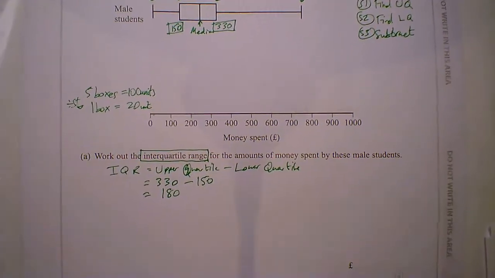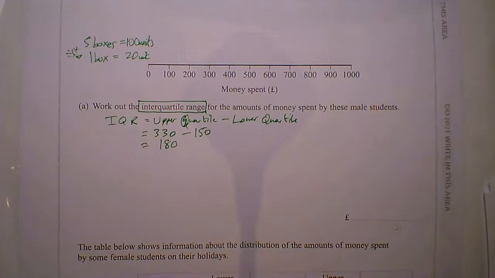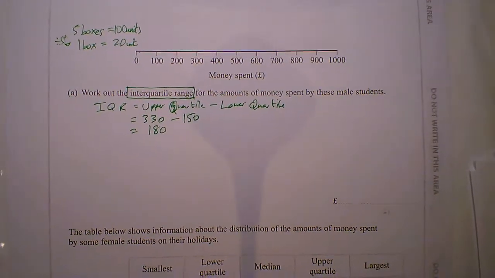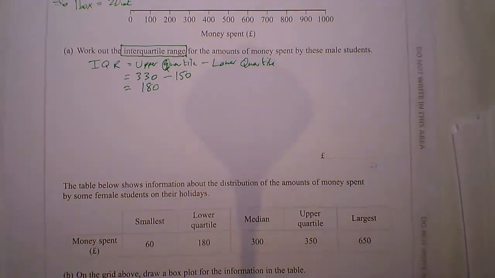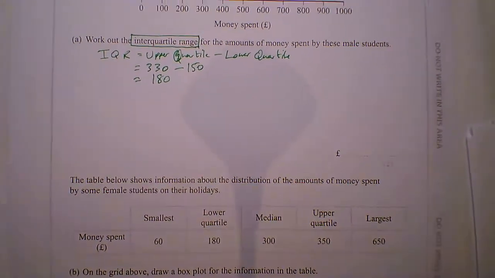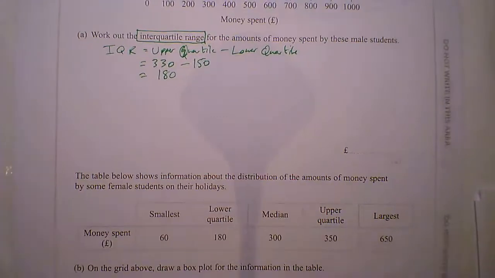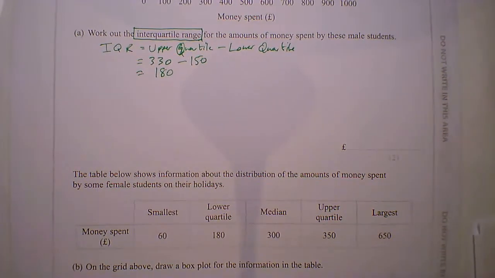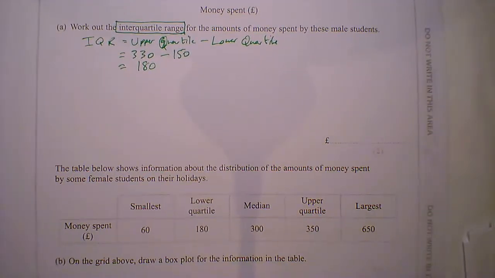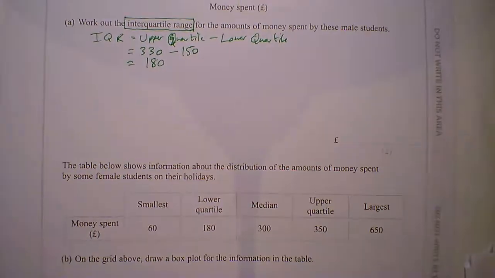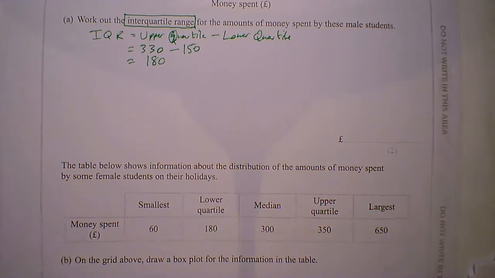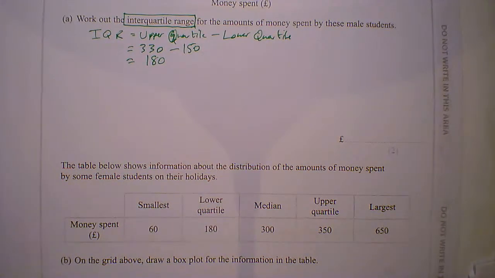Okay, let's go to part A. That is worth 2 marks. Let's go to part B. Okay, so there is part B. It says on the grid above, let me just move that there. I'll give you a few moments to try that question. And I'll also have a look at chat. If you've got any comments or questions, if I haven't explained something clearly, let me know.